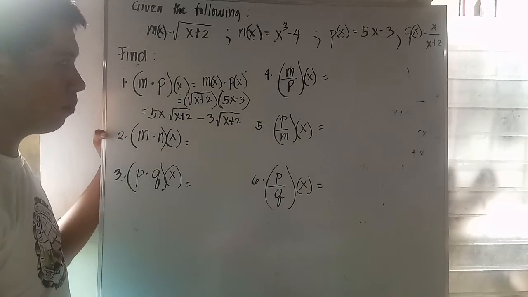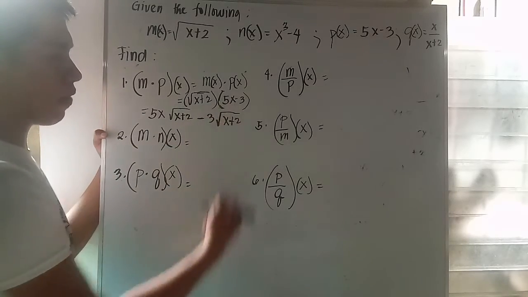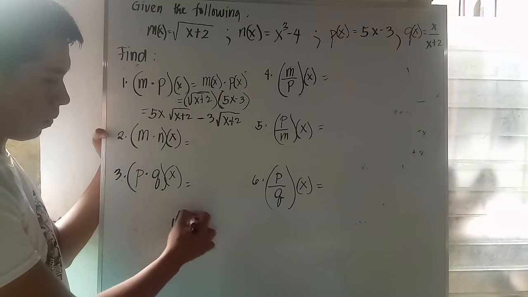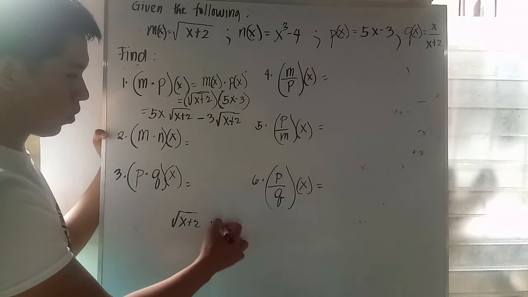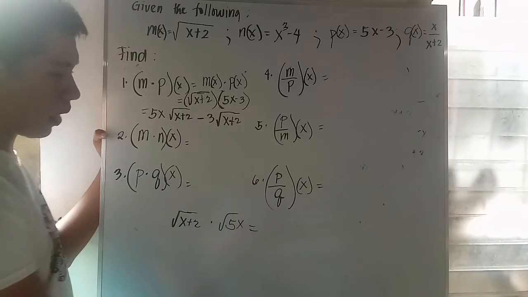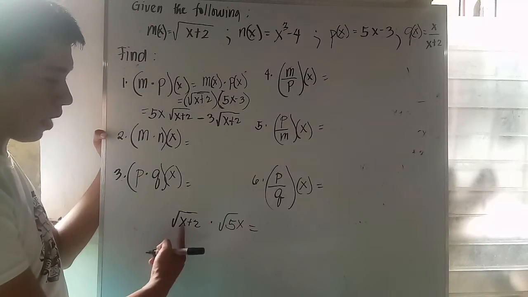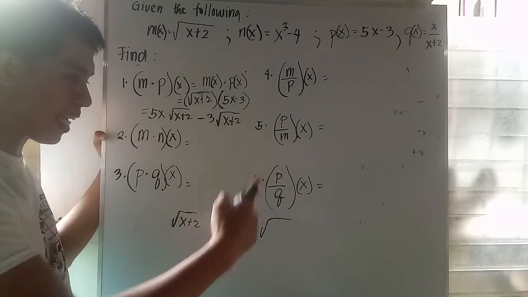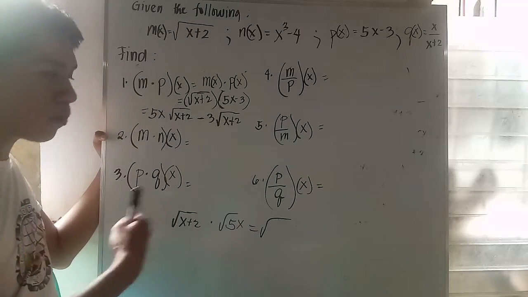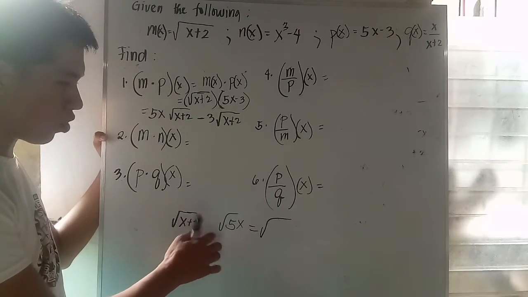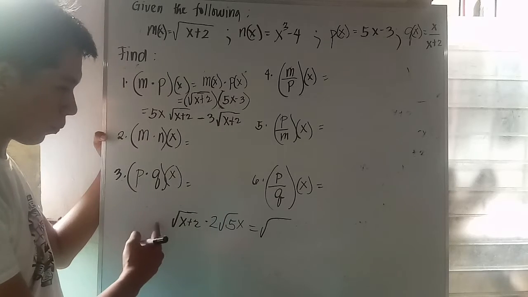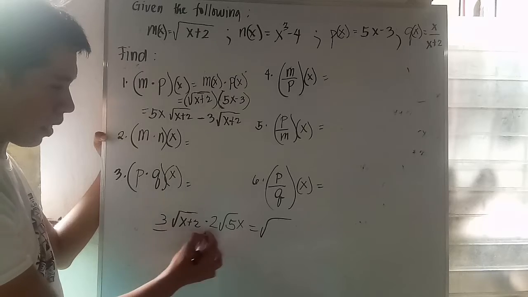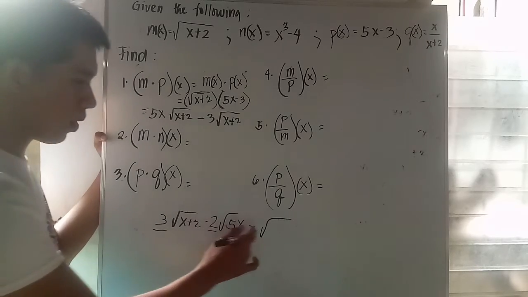5x, not inside. So if it is a radical, for example, square root of x plus 2 times square root of 5x, you do not multiply just inside. 5 times x, we multiply the radicand. And the ones outside, we multiply only those. So for example, here is 2, and here is 3. Only the ones outside, we multiply. 2 times 3, we have 6.